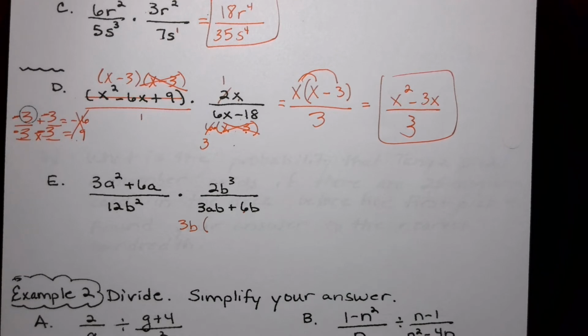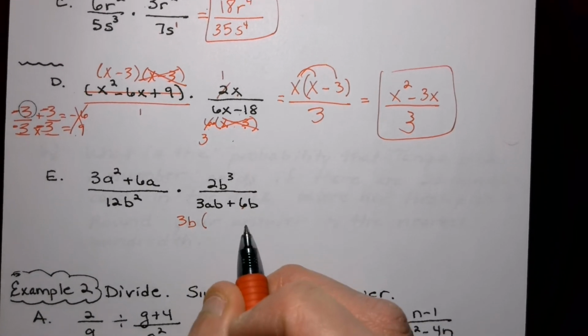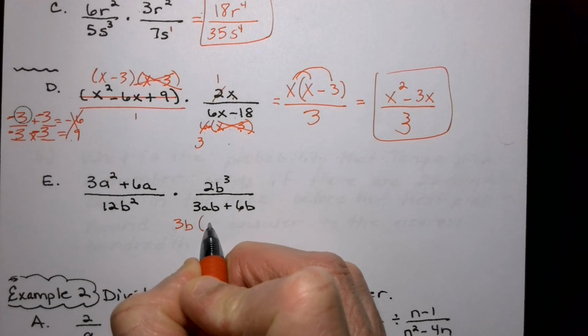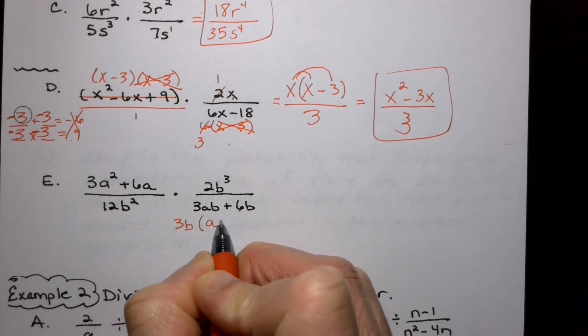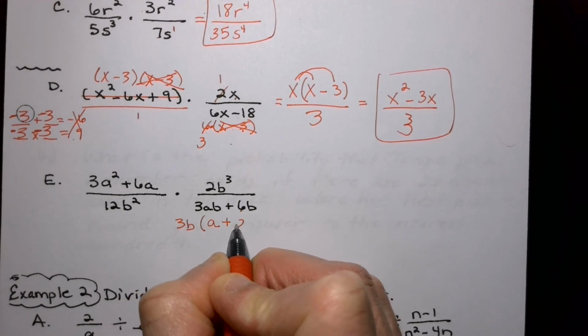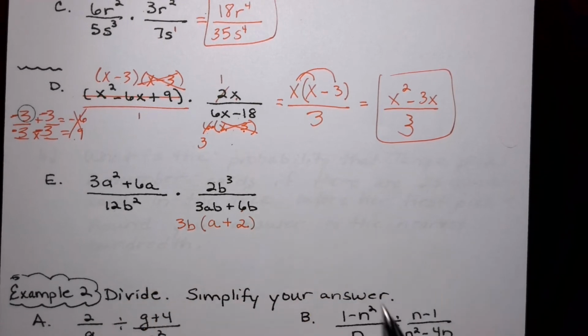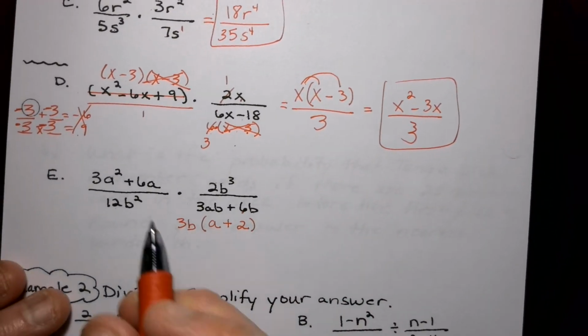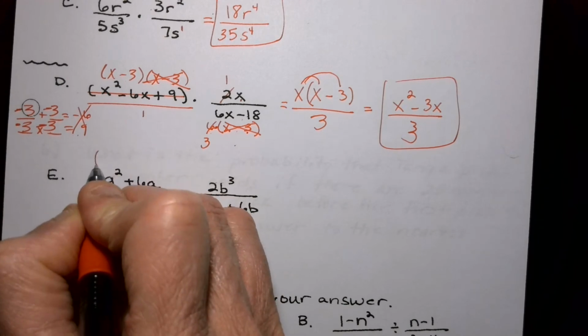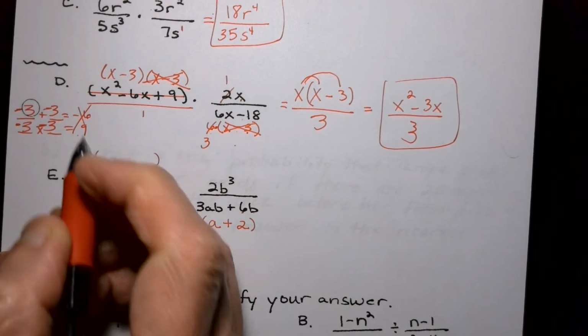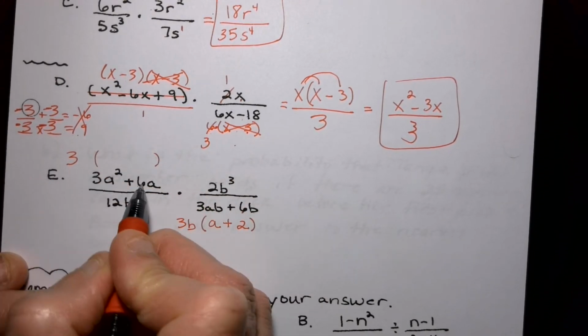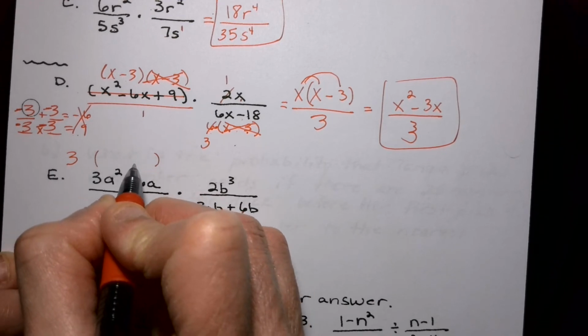All right, sorry about that. So if you take out a 3B, what do you have left in here? You have an A, and you have a 2, and the B is out there, so that's what you have left. Let's look up here. We have 2 terms. So you can take out a 3 again. If I take out the 3, I'm left with a 1 and a 2.